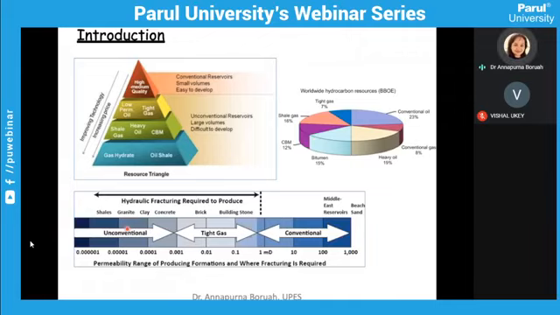So unconventional reservoirs are mostly the tight reservoirs which require advanced techniques to extract the hydrocarbon economically. Advanced techniques include horizontal drilling and multi-phase hydrofracturing. So these are the techniques required for commercial hydrocarbon exploration from the unconventional reservoirs.